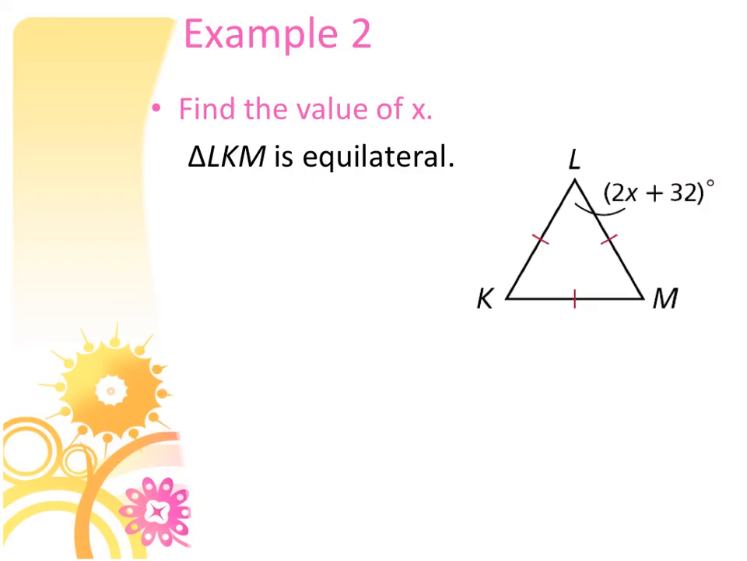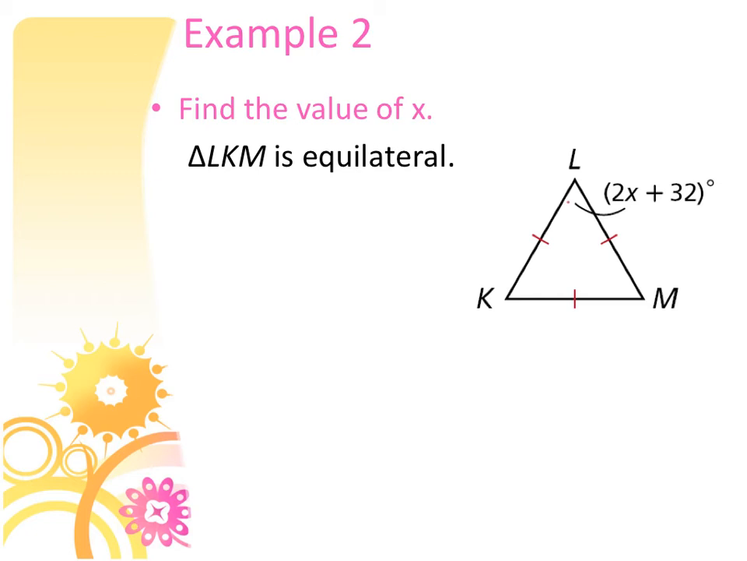Okay, let's do an example. Triangle LKM is equilateral. So what does it mean to be equilateral? All the sides are congruent. So here it has the tick marks on all the sides. If we know that this triangle is equilateral, what do we know about the angles? That they're all the same. They're all the same, so it's equiangular too.